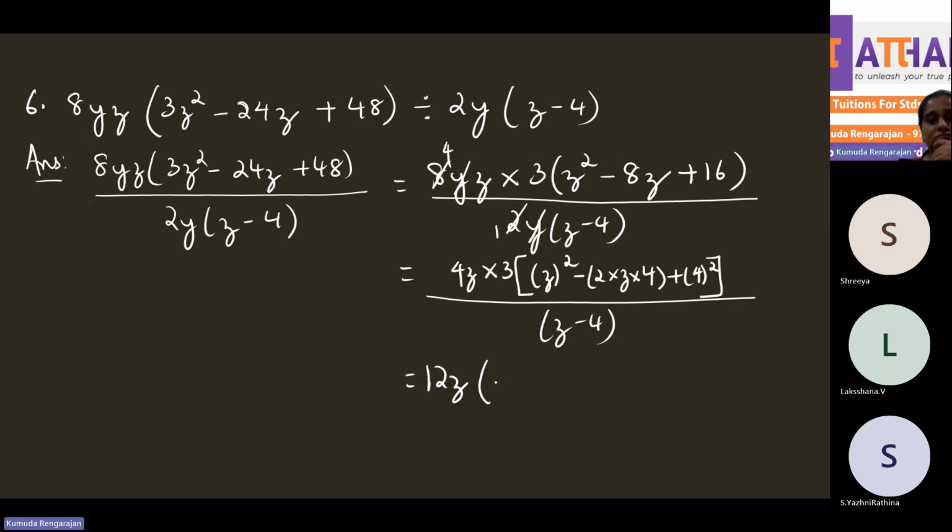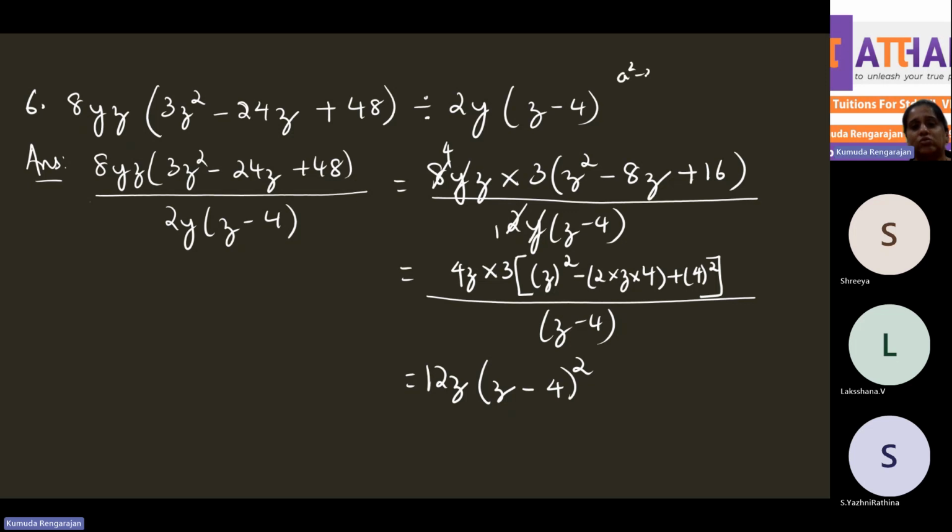What is a here? z. And what is b? 4. a minus b the whole square. Because the numerator is in the form a square minus 2ab plus b square, it should be written as a minus b the whole square. That's the identity.